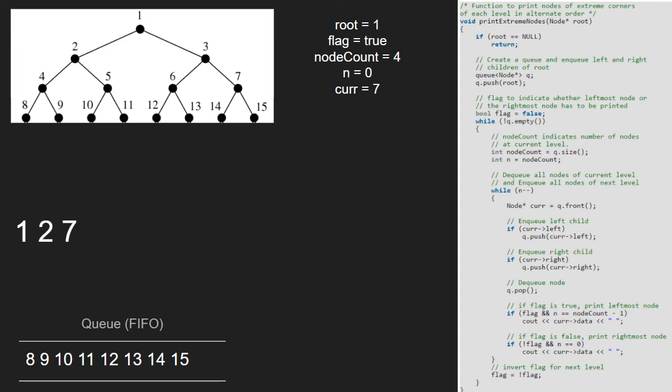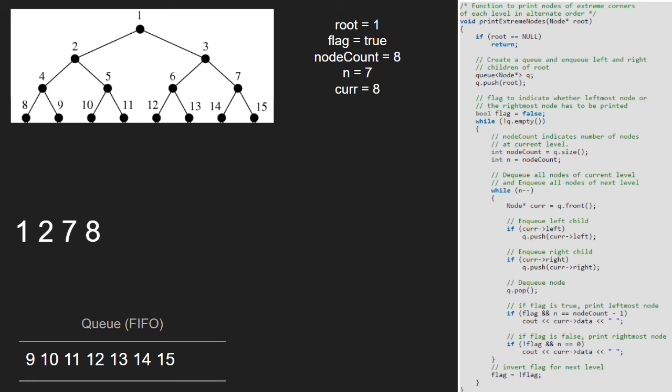Since the queue is not empty, node count and n will be equal to 8 as there are 8 elements in the queue. As n is greater than 0, we enter the inner while loop. Now cur will point to 8 and n will be equal to 7. Since 8 does not have any children, nothing is enqueued in the queue. We will pop 8 from the queue. As flag is true and n is equal to node count minus 1, we print cur.